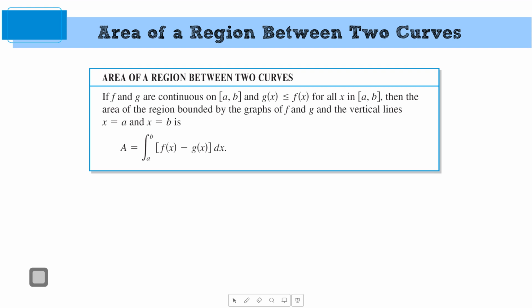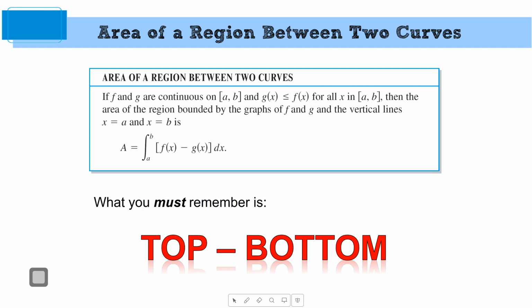Okay, so there's the fancy calculus speak. We've got two continuous functions, f and g, on the interval from a to b, such that f of x is greater than g of x. In other words, f of x is always above g of x. So one of the questions that I'm going to ask repeatedly is which function is on top, because you need to know which one you're subtracting from the other. Now, the buzz phrase that you got to get out of this that's going to help quite a bit is top minus bottom.